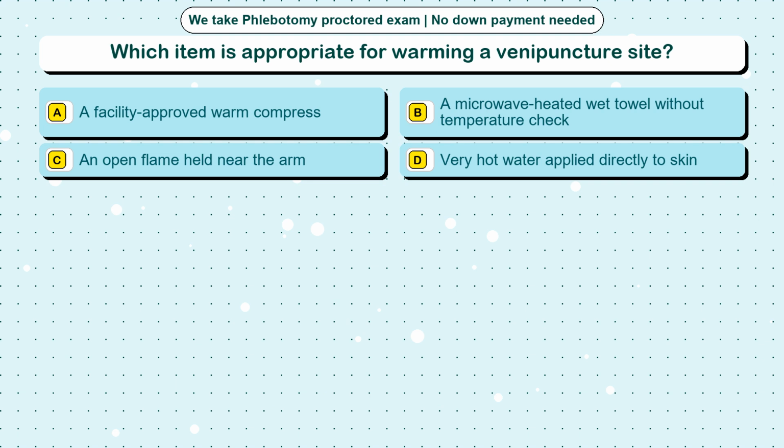Question 93. Which item is appropriate for warming a venipuncture site? Option A, a facility-approved warm compress. Option B, a microwave-heated wet towel without temperature check. Option C, an open flame held near the arm. Option D, very hot water applied directly to skin.